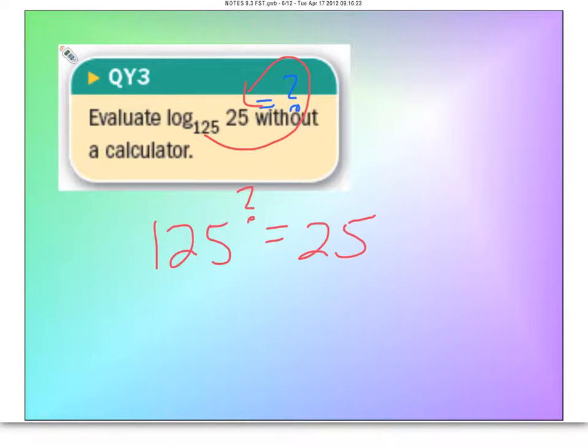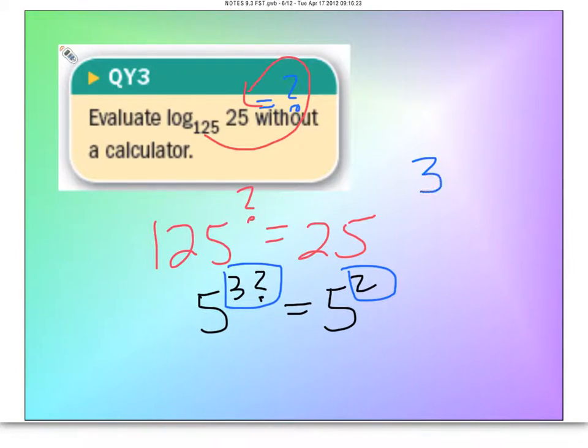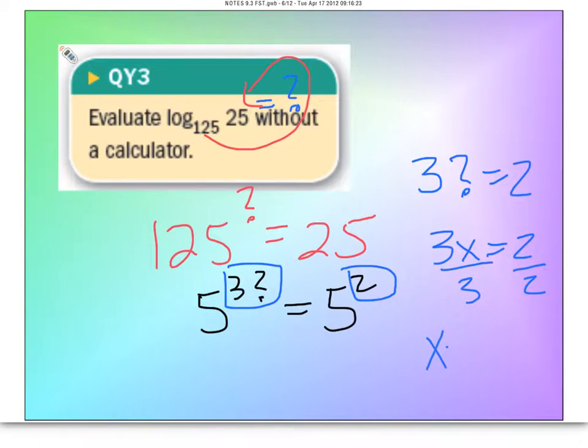Well, I can't write 25 as a base number, but I can write it as a 5. That's 5 cubed, and then I have my question mark. Well, 25 is 5 squared. So in this case, again, I need these exponents to match up. So I need the 3, and maybe if we don't want question mark, but you want to put x there instead, if you prefer a variable, solve for x. So x in this case is going to be 2/3.